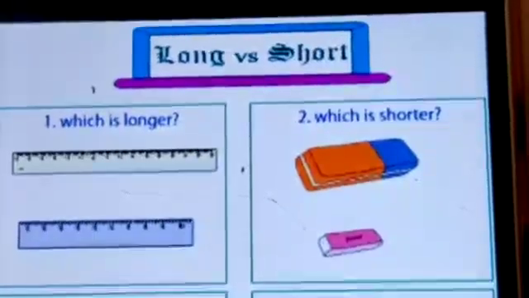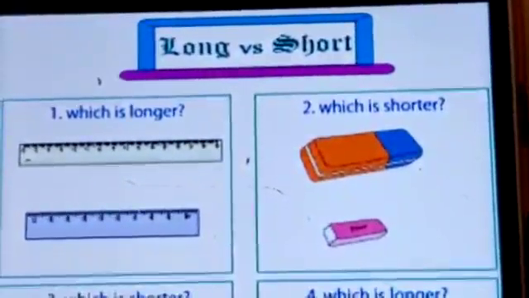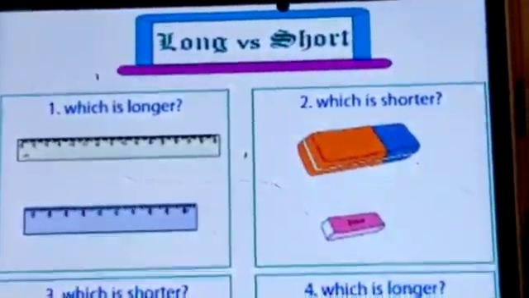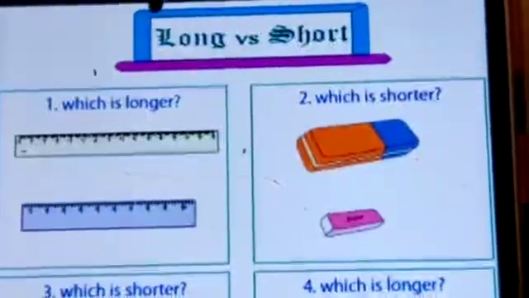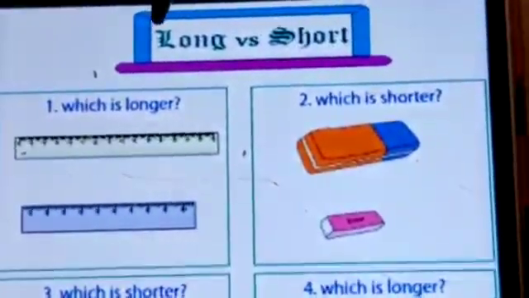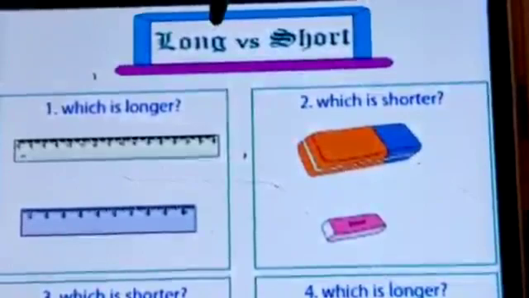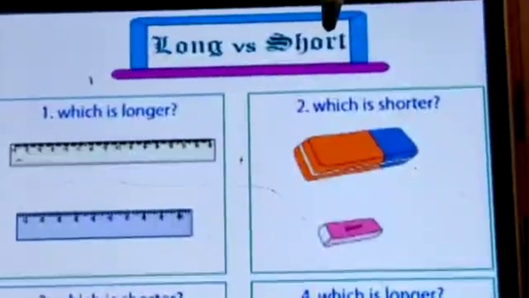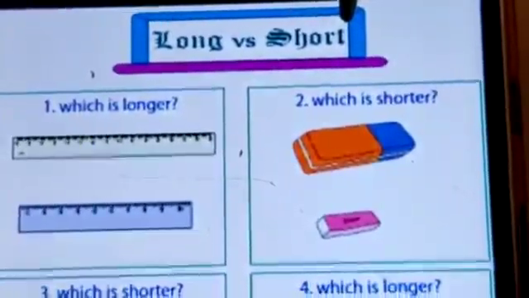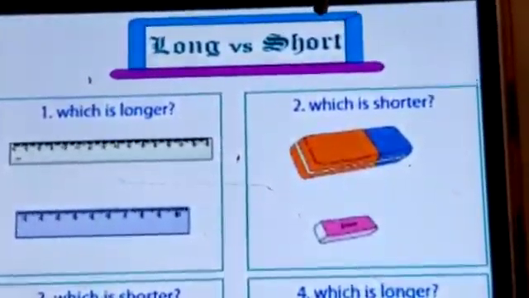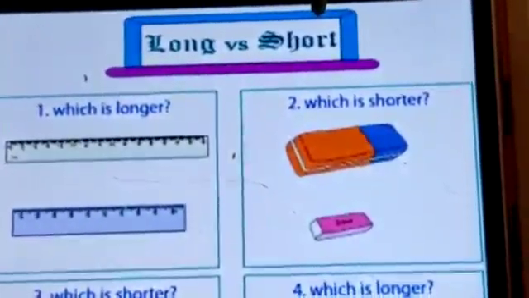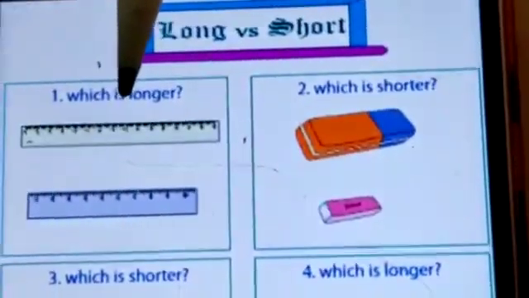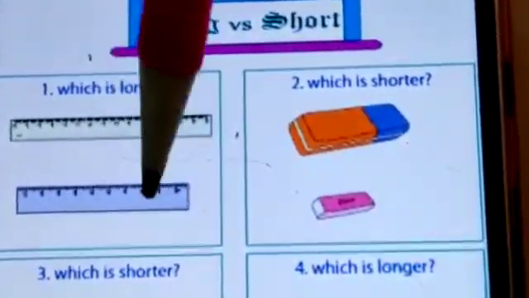Good. Now we will see some examples of long and short. First let us read the spelling of long and short. Repeat after me. L-O-N-G, long. S-H-O-R-T, short. These two spellings also you have to learn. Okay? Good.